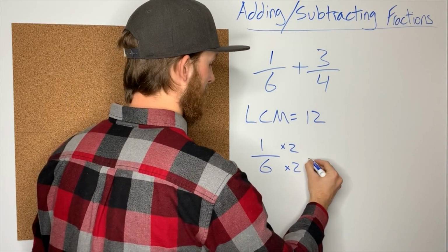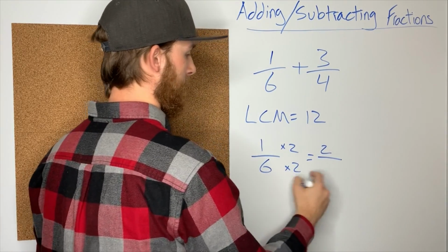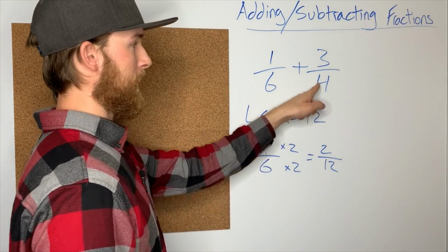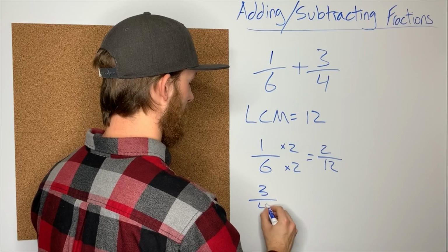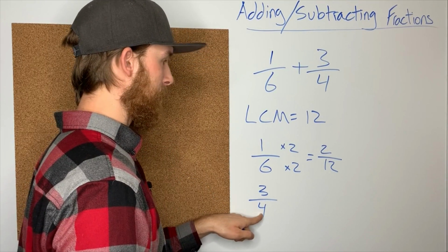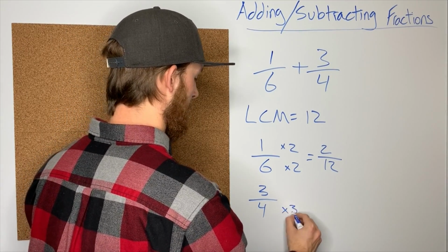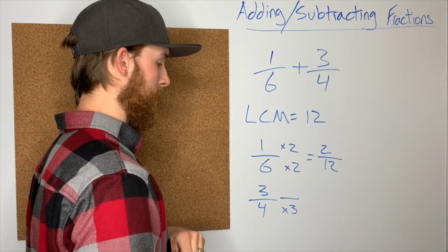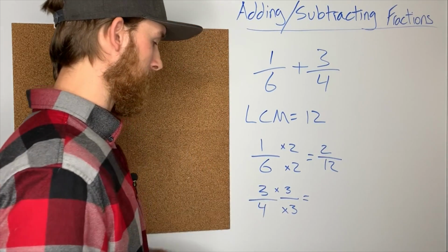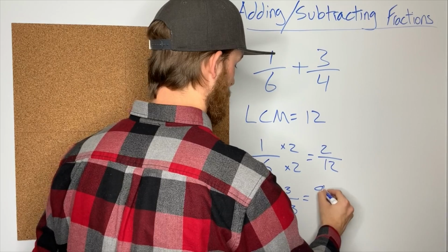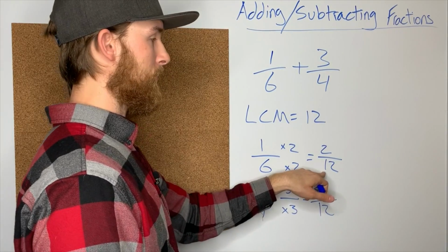So this fraction is going to come out to be 2, because 1 times 2 is 2, and 6 times 2 is 12. And we're going to do our second fraction here, 3 over 4. To get this denominator to be a 12, we're going to multiply it by 3. So 4 times 3, and again, we have to do the same to the top, 3 times 3. That's going to give us a fraction of 3 times 3 is 9, 4 times 3 is 12. So these are our two new fractions.